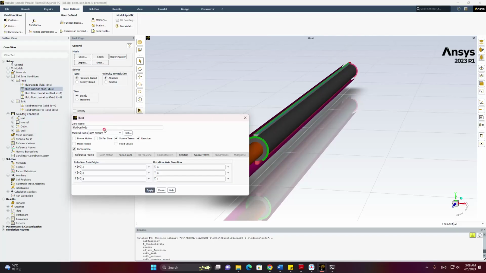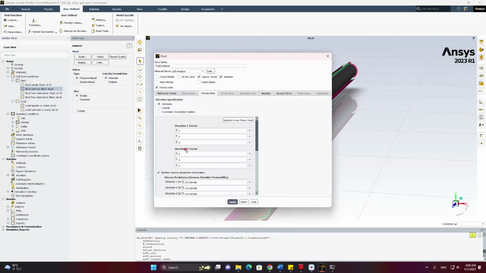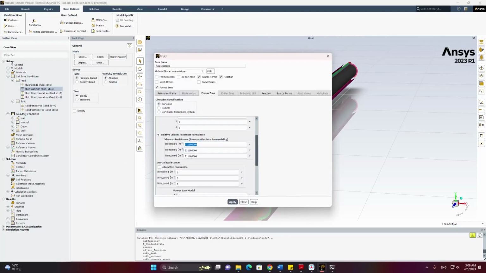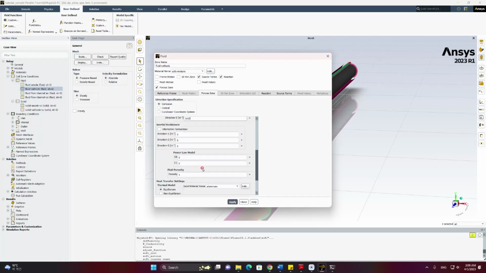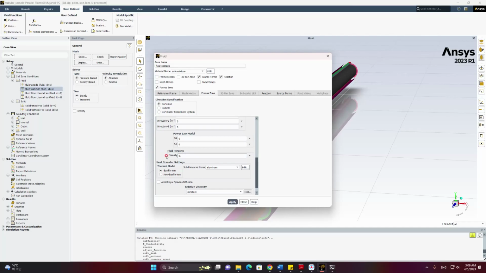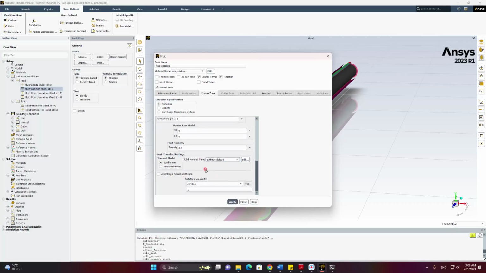Likewise fluid cathode, it is having SOFC mixture. The fluid that will flow into it is SOFC mixture. Going to the porous zones, again we will give the same. Porosity is 0.3. Material is made of cathode default. Apply.